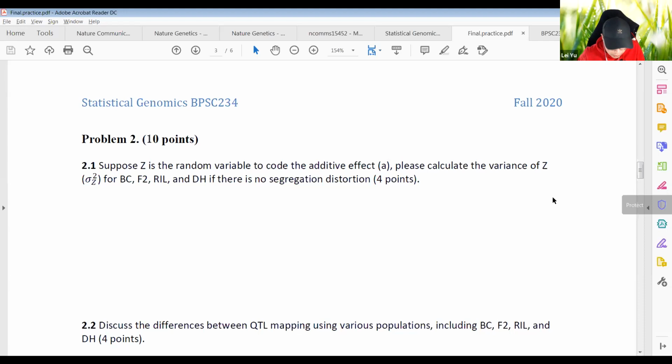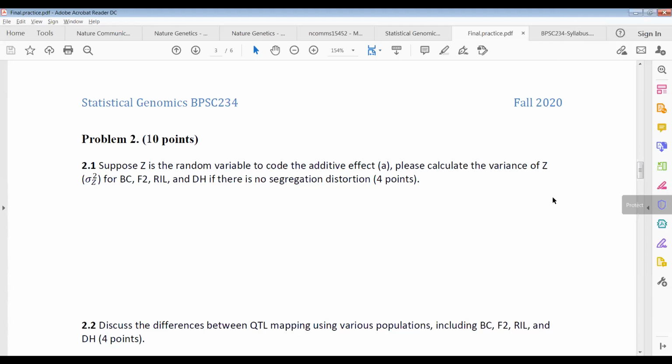But if we use 1 to represent A1A1 and 0 to represent A1A2, the variance of Z should be 1/4. But if we use 1 to represent A1A1 and -1 to represent A1A2, the variance of Z is equal to 1. So the two variances are different. That's a good point. Thank you for bringing this up.